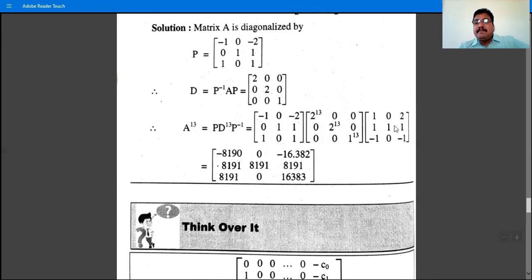So write that matrix. And I can write D raised to 1000. This D is a diagonal matrix, so it is 2 raised to 1000, 2 raised to 1000, 1 raised to 1000.